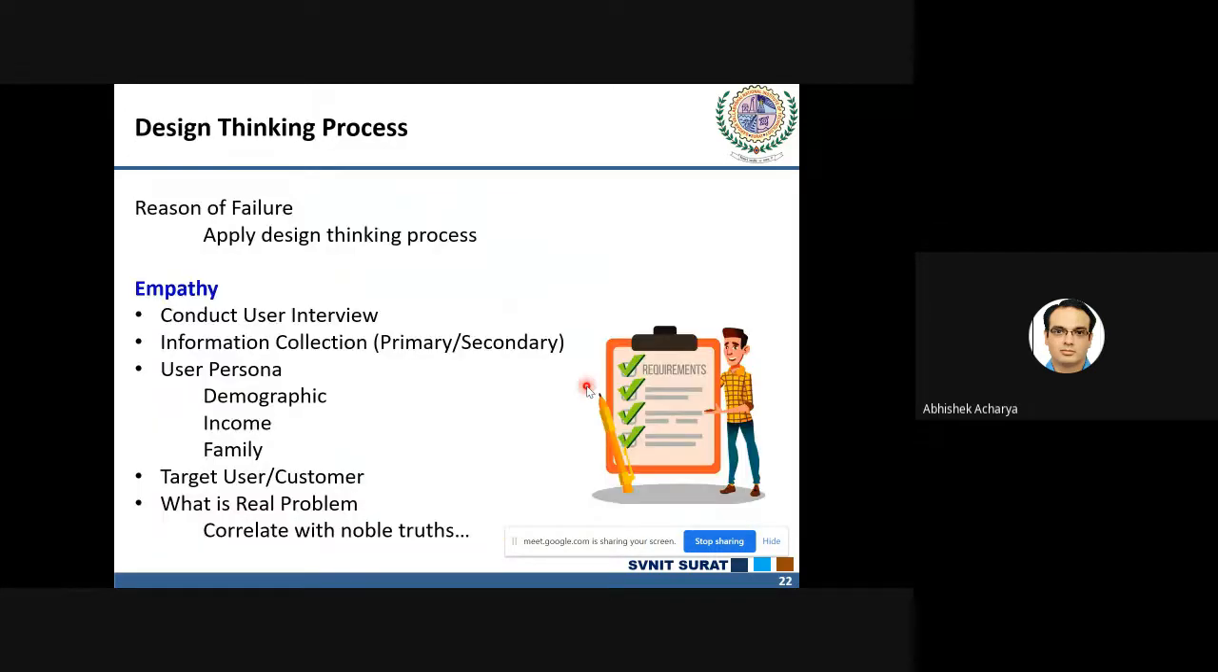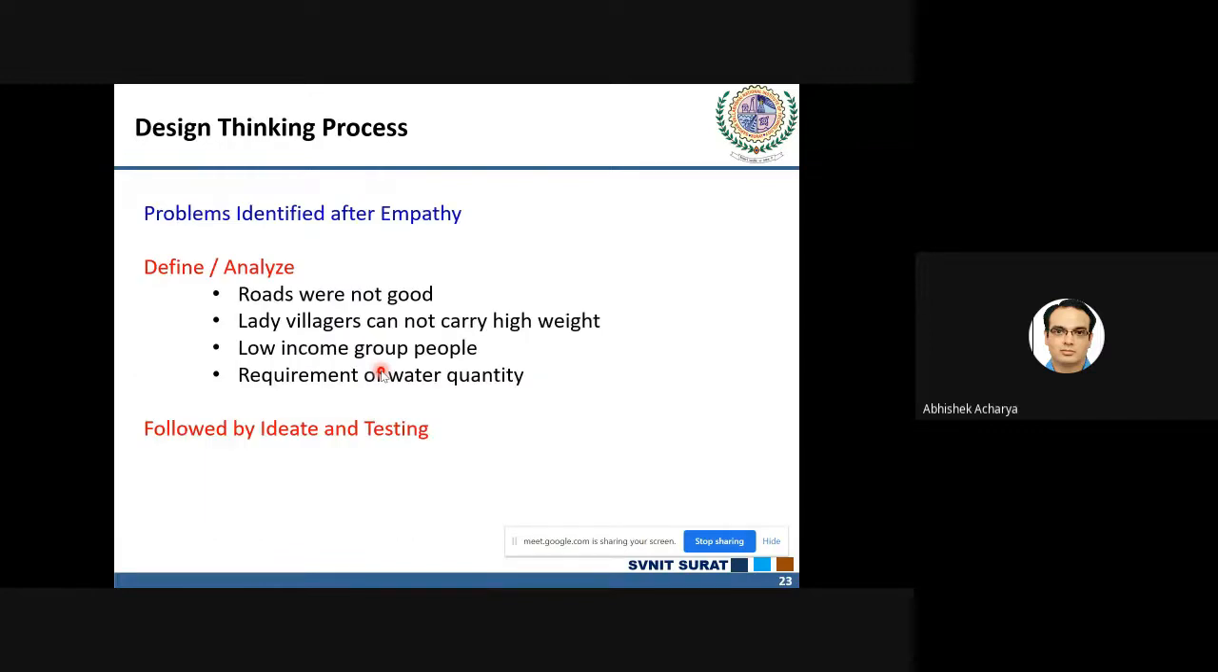So when the government analyzed why they were not taking water from the tank, the facility they had provided to the villagers, they conducted interviews in order to identify their problem. They created some user personas based on demographics, income, and family. So they got to know that most of the villagers were not taking water from that newly established water tank. Then some problems were analyzed based on that. So the second aspect was the identification of the problem.